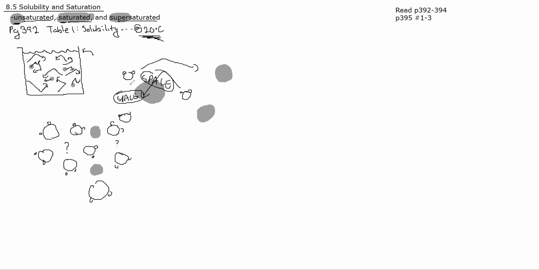So what is supersaturated? To have a better understanding of that, I need to draw your attention to the next graph that is on page 393. Essentially, it's called figure 2. There's a graph called figure 2. And in short, it is called a solubility graph.